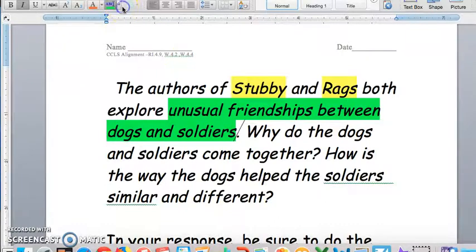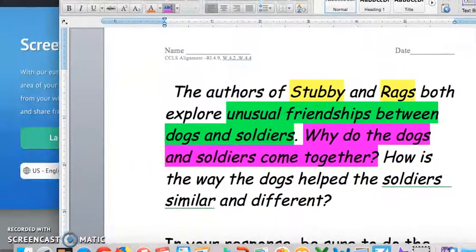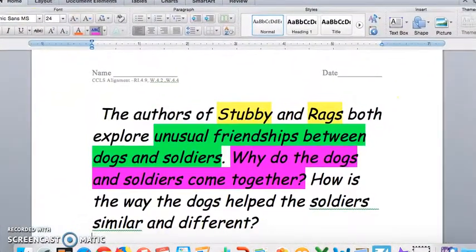So let's go ahead and look at the first question. And the first question is, why do the dogs and soldiers come together? Alright, so it's a why question. So I really have to explain why the dogs and the soldiers come together. That's my first question. That's going to go in body paragraph number 1. So I'm going to go ahead and type that for you.